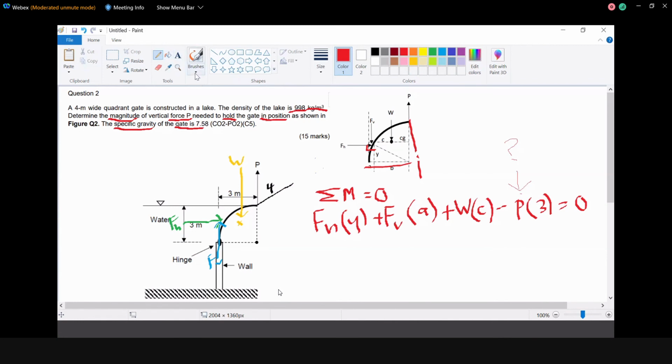Okay, so kita start lah calculate for FH first. So we should know the HG. Berapakah HG-nya? Tinggi gate berapa? 3. 3 bahagi 2 lah kan? 1.5. Yes, good. 1.5. And then area. Area adalah tinggi gate darab dengan width. 3 darab 4. 12.